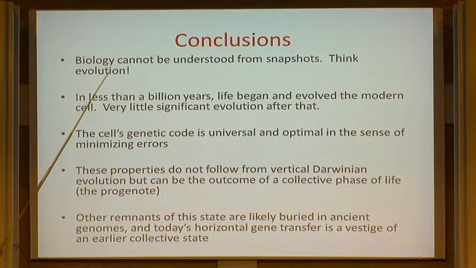Biology cannot be understood from snapshots. You have to think about evolution. In less than 1 billion years, life began and evolved the modern cell. Very little significant evolution of the cell after that. The cell's genetic code is universal and optimal. How did it get like that? It had to be from a collective phase of life. And we can probably find more data to be evidence of this collective state of life, and that's what we're trying to do at the moment.